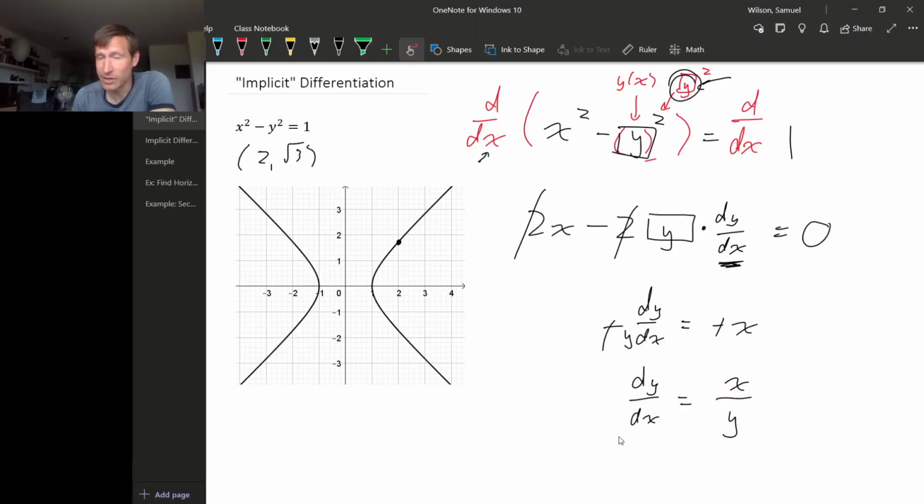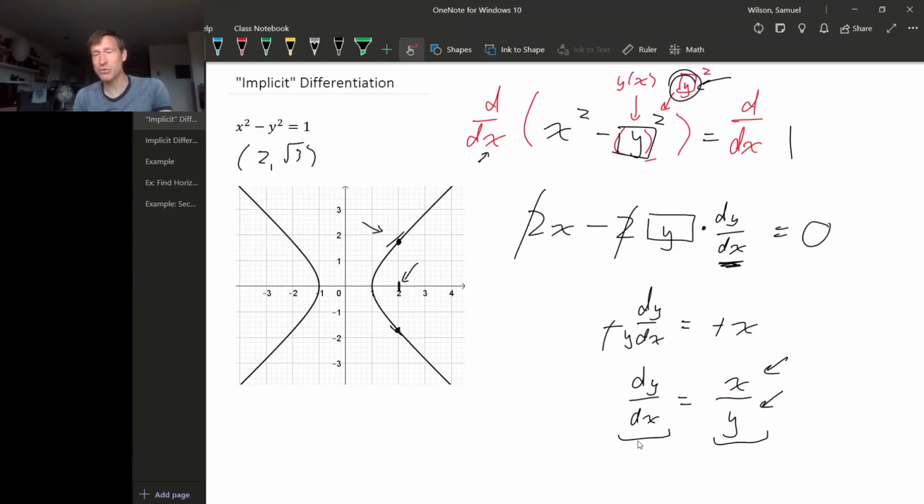So what we got here is a formula for dy/dx, but it depends on both x and y. And that actually makes sense because the slope of the tangent line to this graph depends not just on the x-coordinate. You can see that because for this x-coordinate, there are 2 different y-coordinates, right? 2 different points on the graph. One of them has a positive slope and one has a negative slope. So you can't tell what slope you need just by knowing x on this graph. You have to know x and y.